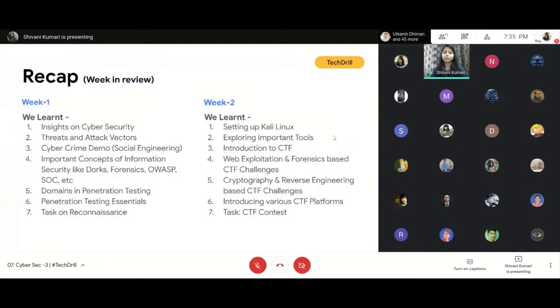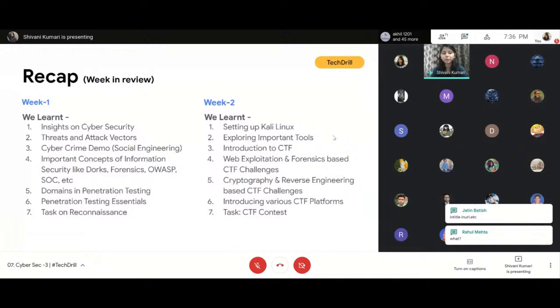Moving forward. So I'm talking about the important concepts like DoS, OAS, SOC. So, can anybody tell me what is DoS? You can use the chat box, or you can simply unmute yourself. DoS. Right.